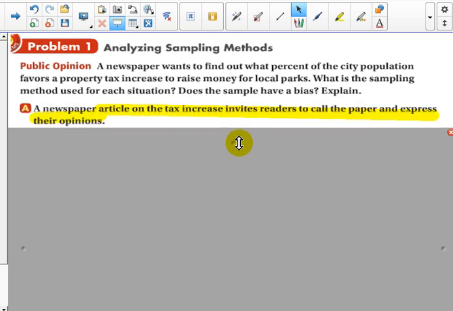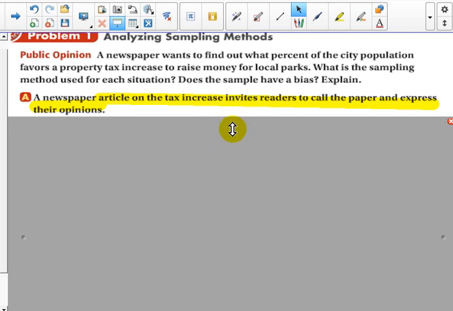So the first one they give us, a newspaper article on the tax increase invites readers to call the paper and express their opinions. So what type of sample is this? Self-selected, because people are just selecting to call in. Does this have bias? How could it be biased?